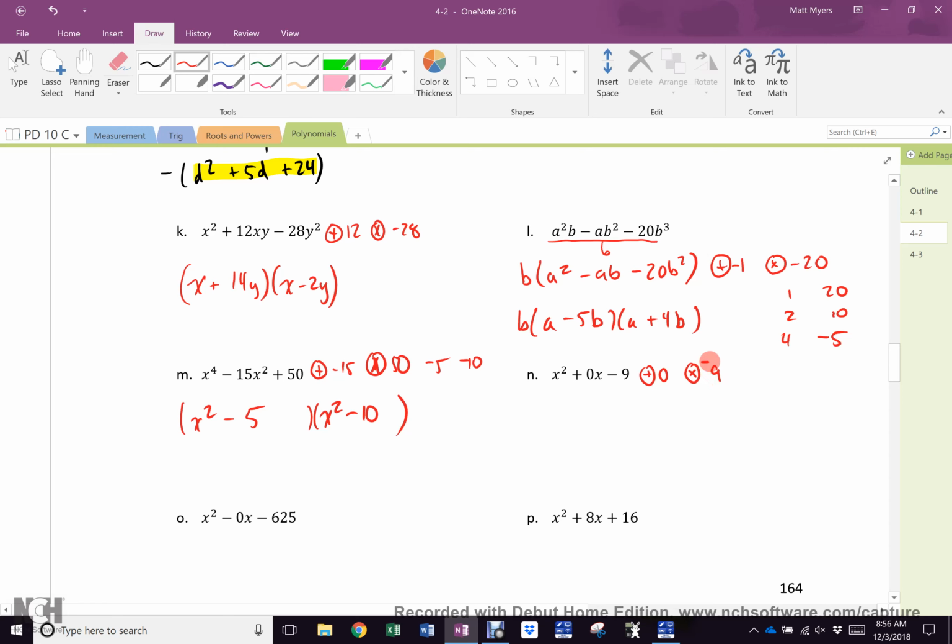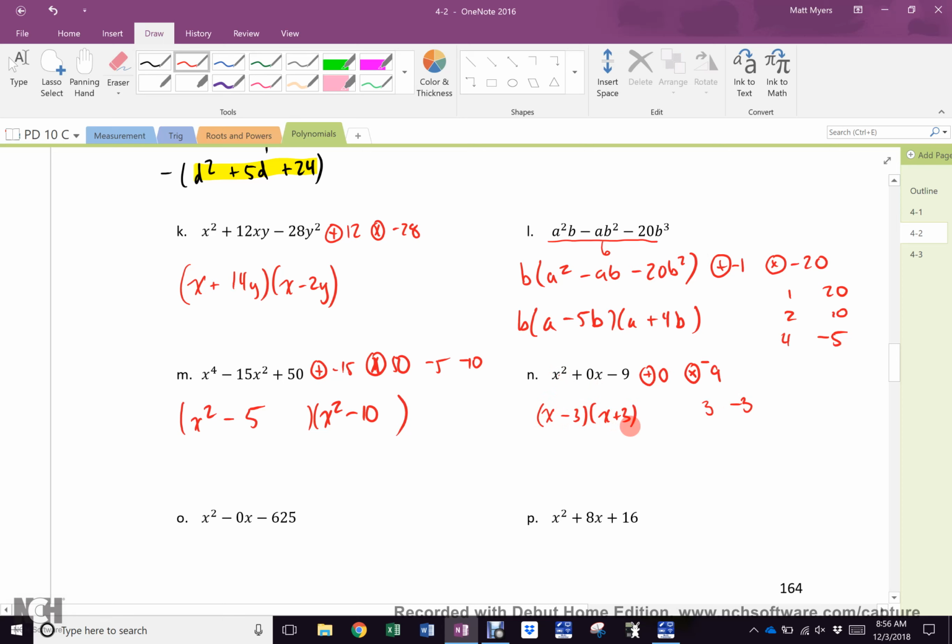Negative 9, I mean. Is it 1 and 9? Is it 3 and 3? Yes. How do 3 and 3 add to make 0? 3 minus 3, correct? So what would this be? X, because we take the square root, right? Minus 3 and x plus 3, right?